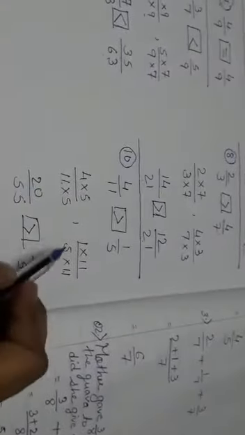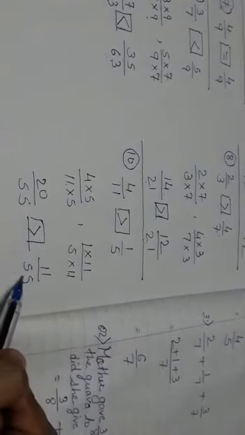Now the last, the 10th one, in this 20 upon 55 and 11 upon 55. So that means 20 upon 55 is greater. So here we finish this practice set 19.